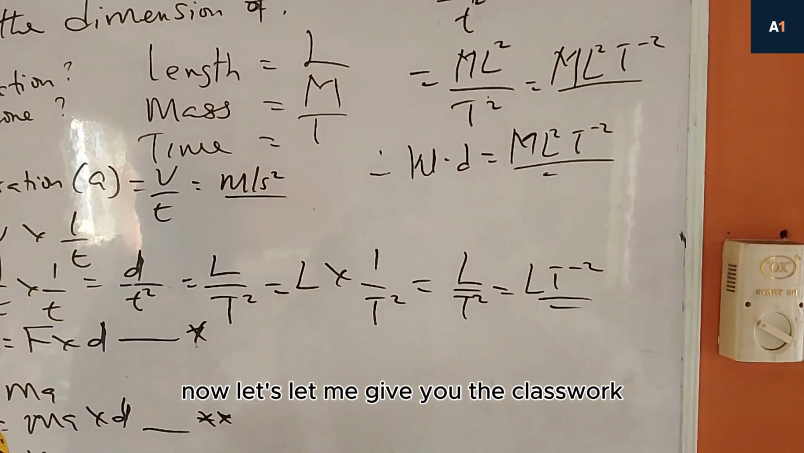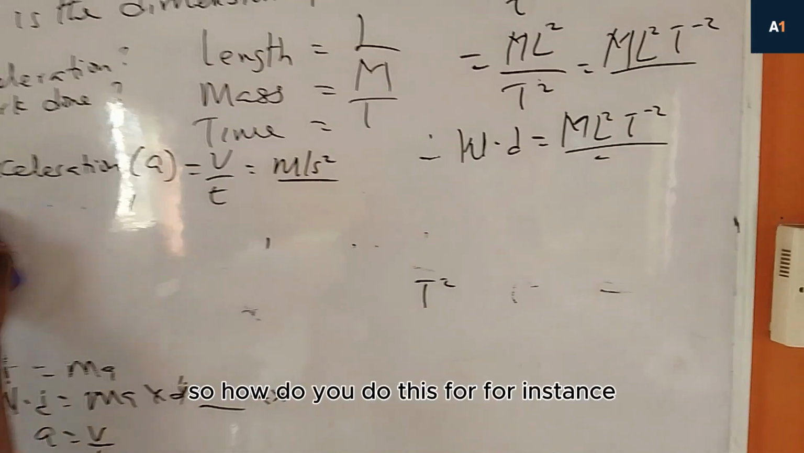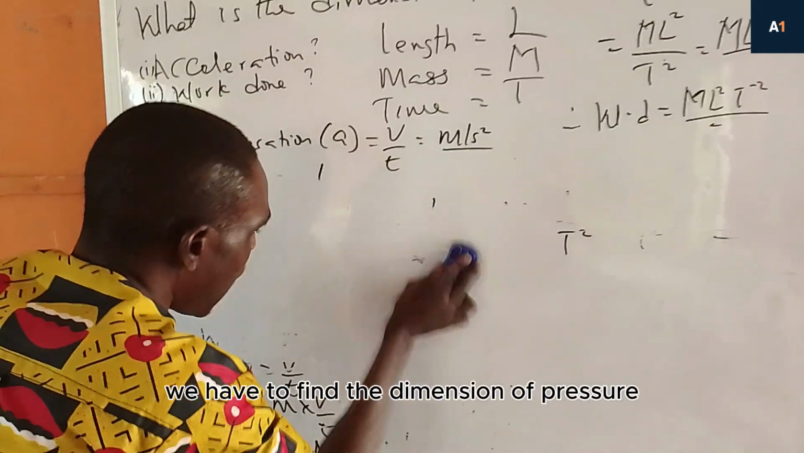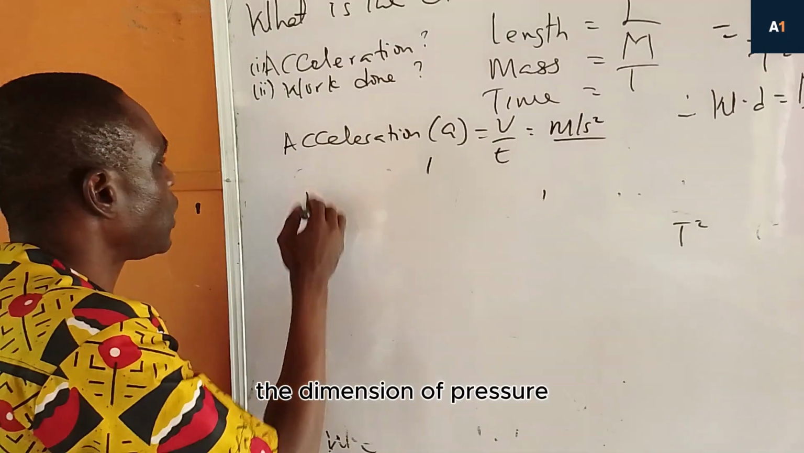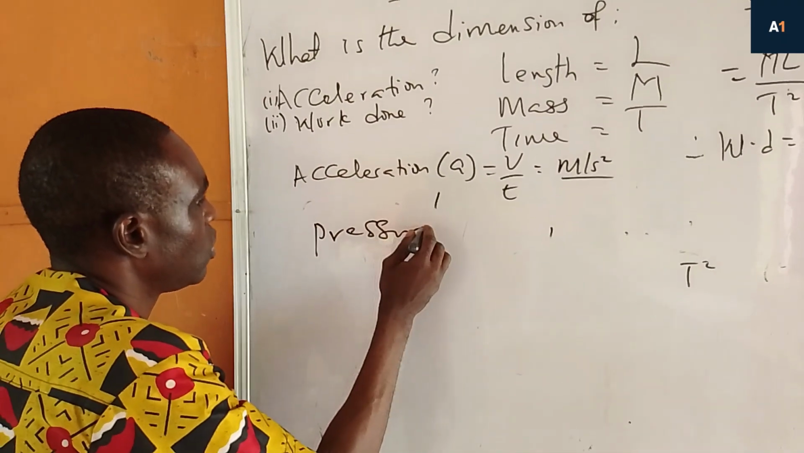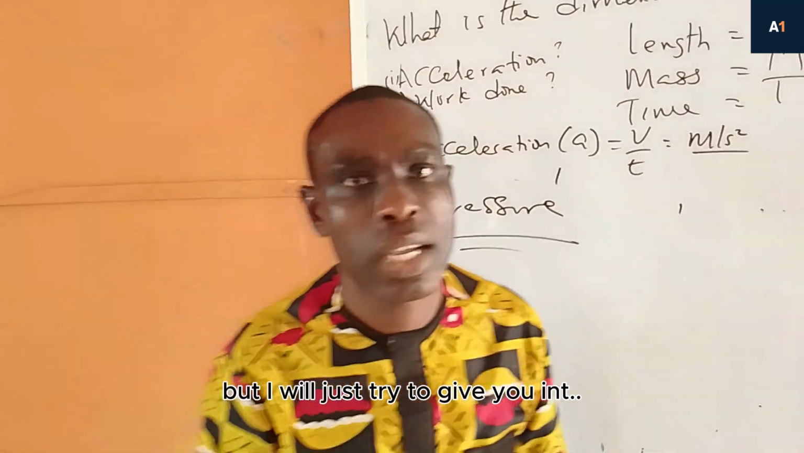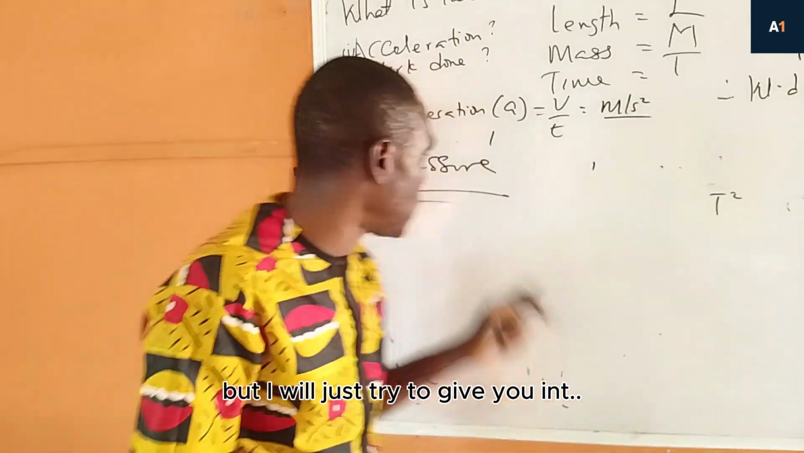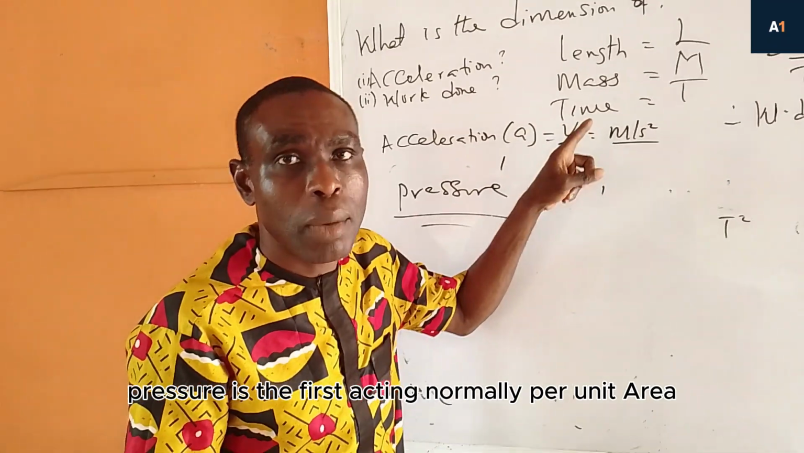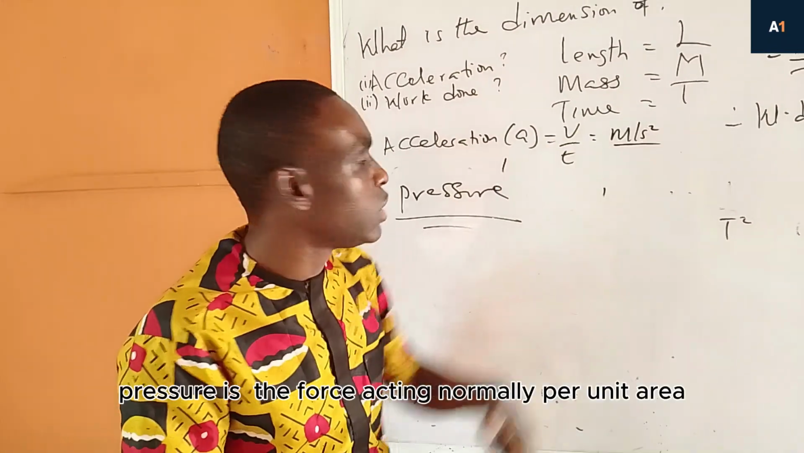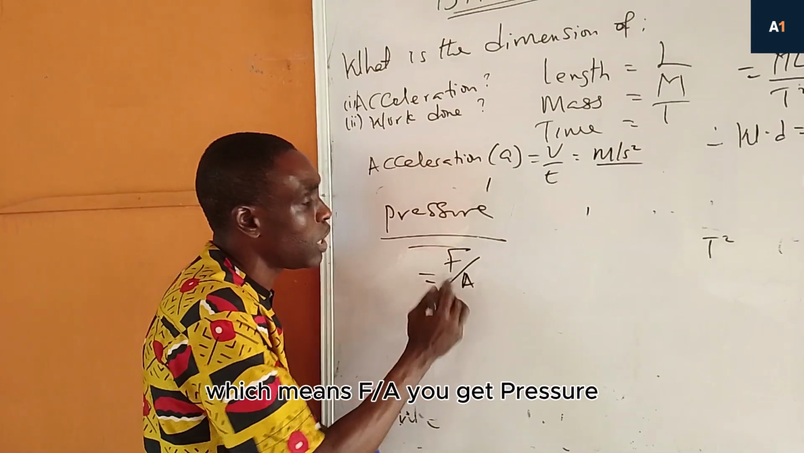Now, let me give you the class work. For instance, we are asked to find the dimension of pressure. What is the dimension of pressure? So this is take home, but I will just try to give you hints. What is pressure? Pressure is the force acting normally per unit area, which means you start from this to get the pressure.